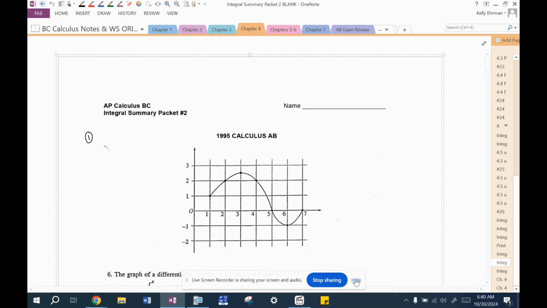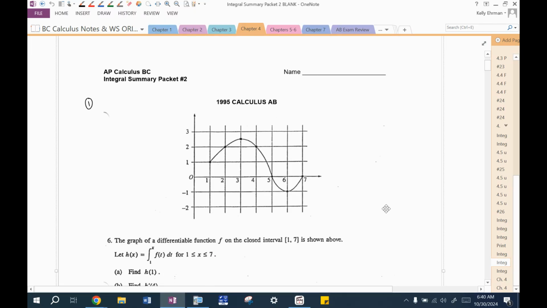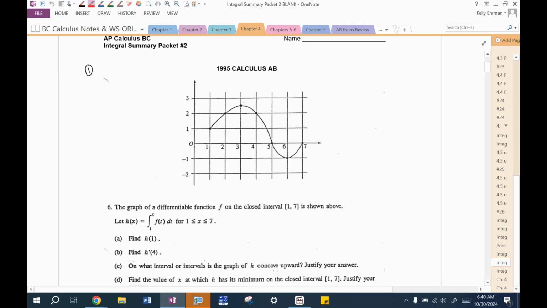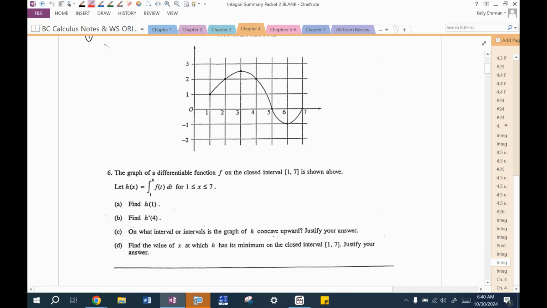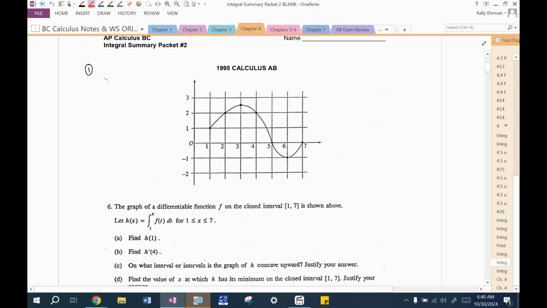All right, this is page 1 of the second integral summary packet. So we're going way back to 1995 for this one. I would like to note, though, we can go all the way back to 1995 because all of the questions sort of run along the same general theme over the years. So, calculus is calculus. Okay.